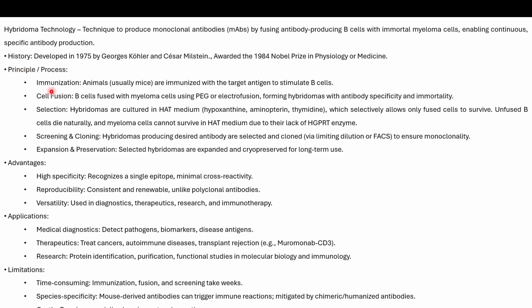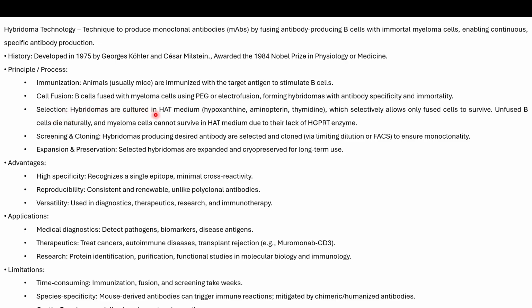And the principle basically is, first, you have to immunize the animal, usually mice, which are immunized with the target antigen to stimulate B cell production. Then these B cells are fused with myeloma cells using PEG or electrofusion, thereby forming hybridomas with antibody specificity and immortality. Then you eventually select.